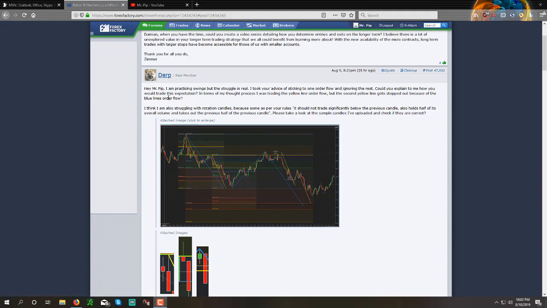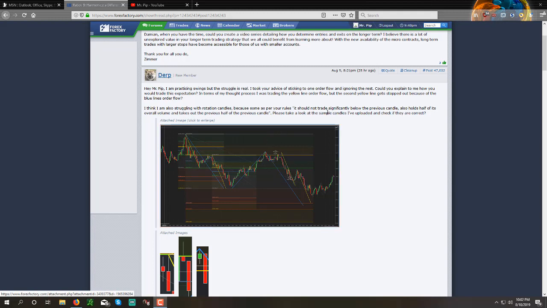But here we go. Hey Mr. Pip, I am practicing swings, but the struggle is real. I took your advice of sticking with one order flow and ignoring the rest. Could you explain to me how you would trade this expectation? In terms of my thought process, I was trading the yellow line order flow, but the second yellow line gets stopped out because of the blue line's order flow.